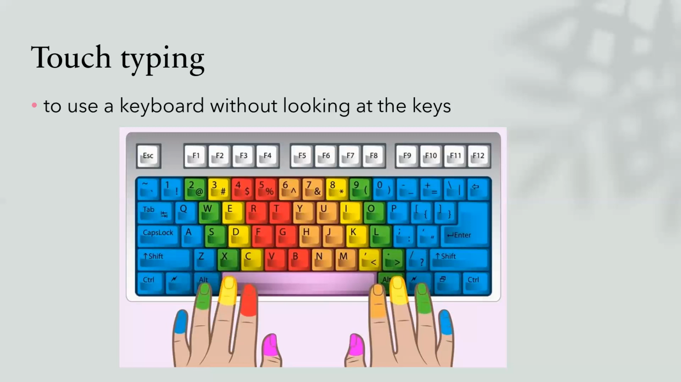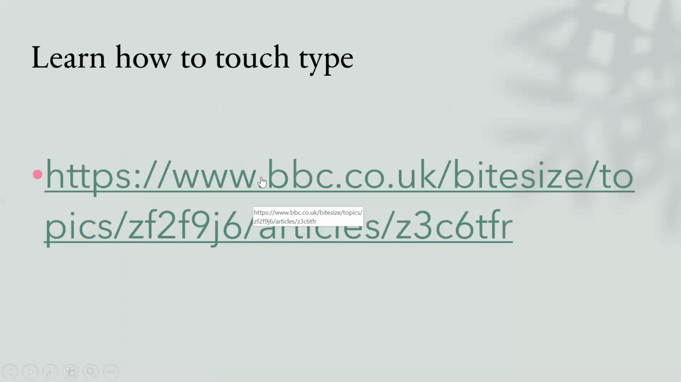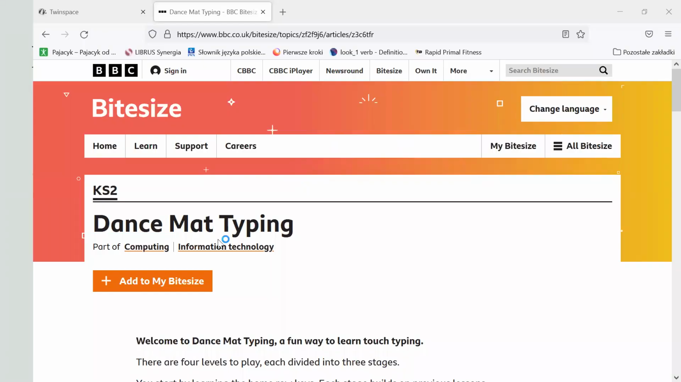And I would like to show you the page where you can learn this touch typing skill. Okay, so this is the page, and we will open it. And this is a course in touch typing for children, for British children. They use this course at school. Okay, and it's called, this is the funny name, Dance Smart Touch Typing.